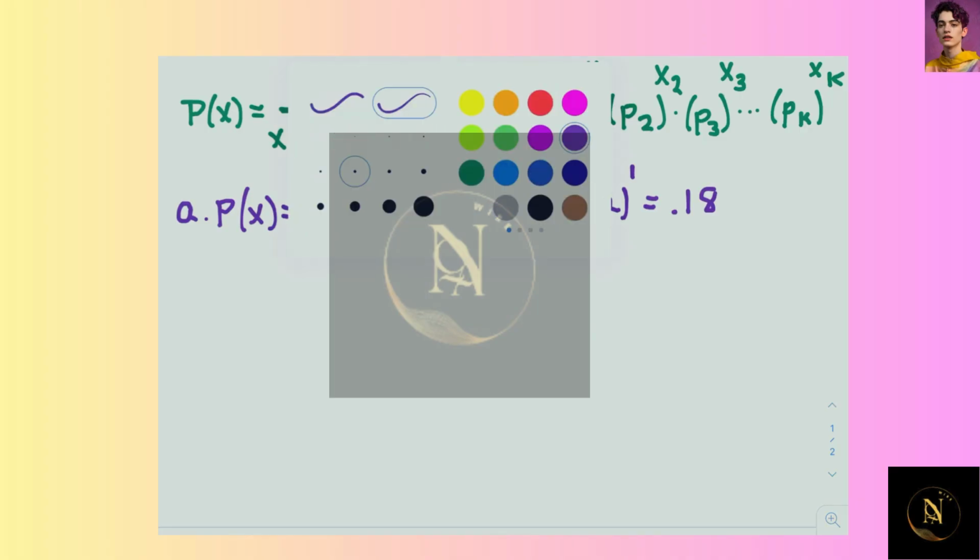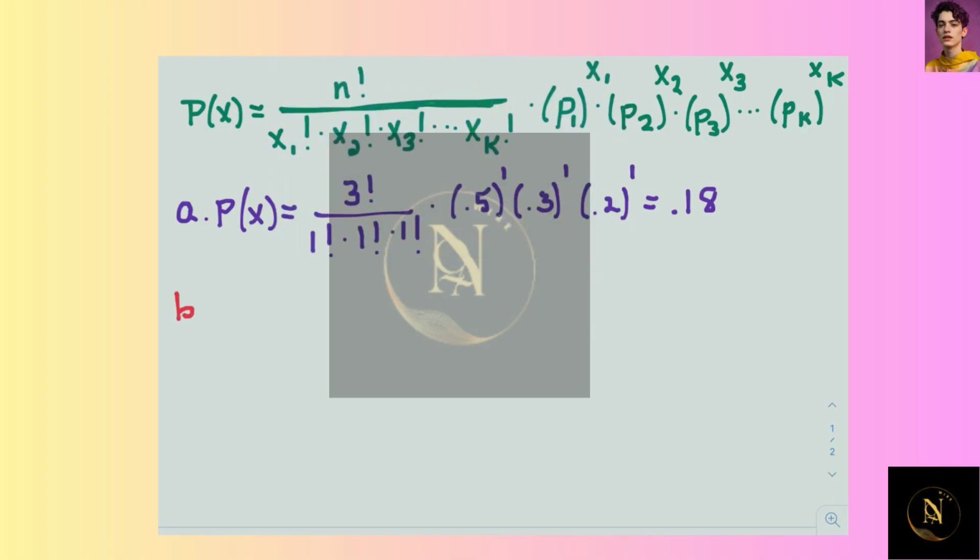For part B, same formula, but in this instance, n is 5, so on the numerator, we'd have 5 factorial. We have 3 events. x sub 1 is 1, x sub 2 is 3, and x sub 3 is 1. And because there are 3 events, we also have 3 probabilities.